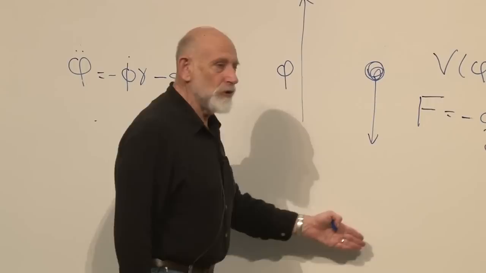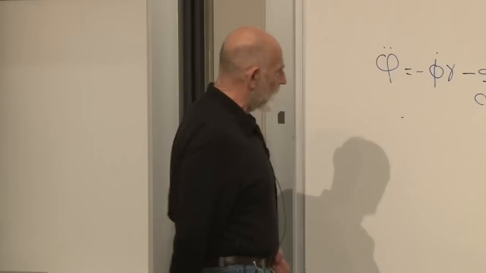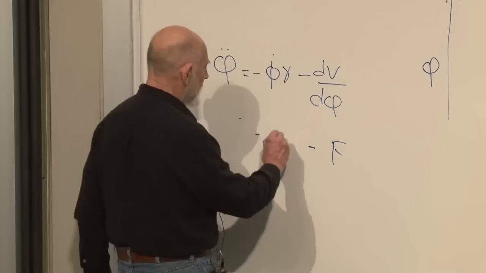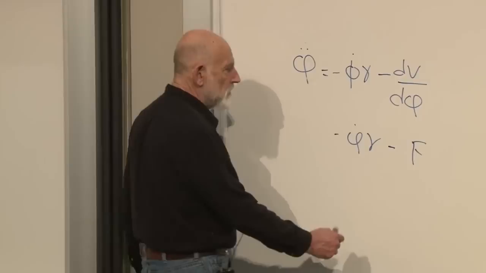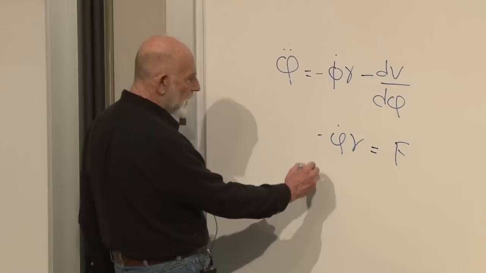if the force is uniform, if the downward force, for example, like the force of gravity, is uniform near the surface of the Earth, then this is just, let's just call it F minus phi dot gamma. That's the total force. And at some point, it stops accelerating because these two balance each other. And of course, that happens when phi dot reaches the terminal velocity. And the terminal velocity, phi dot, is equal.